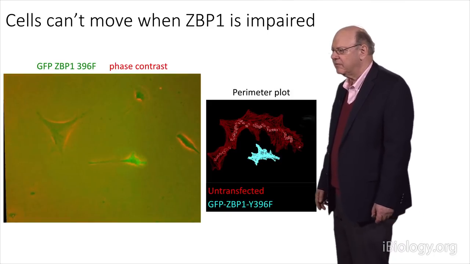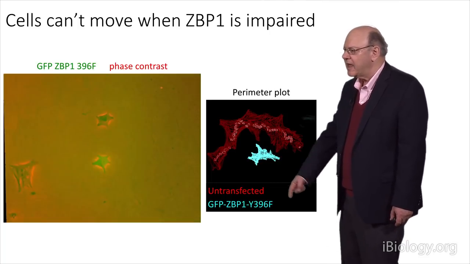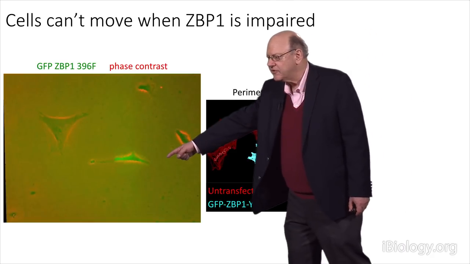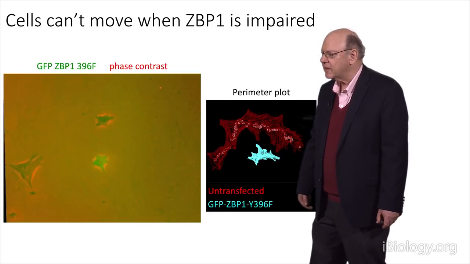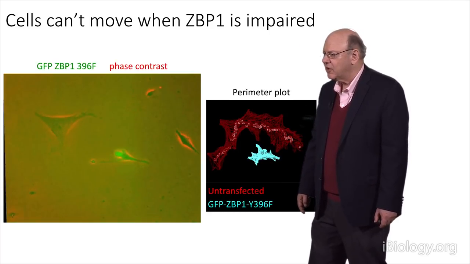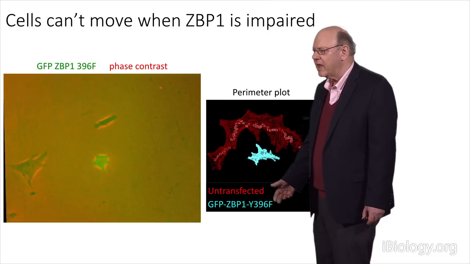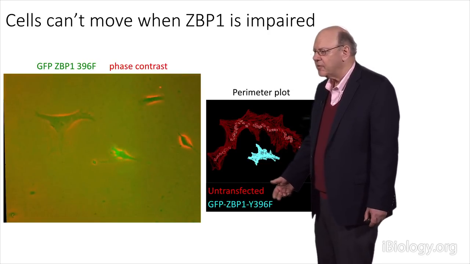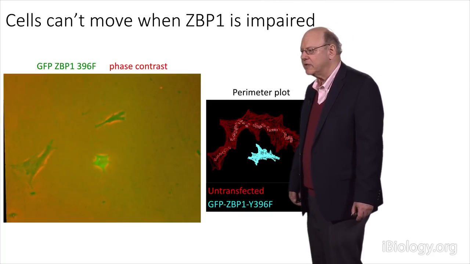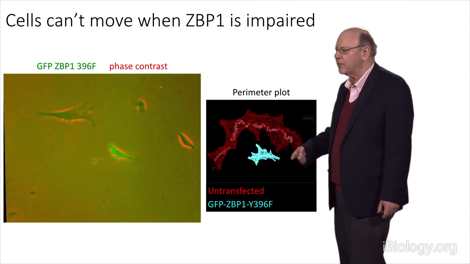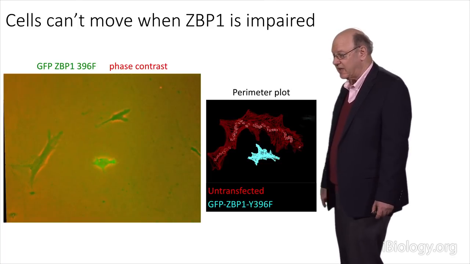Now, just to illustrate this, here is an impaired ZBP1 that can't bind the RNA. And you see a movie here of this cell in the middle that's expressing the modified ZBP1 that can't bind RNA. You see that cell, it goes this way, it goes that way, but it has no direction to it. And you can see the other cells, the other fibroblasts, moving across the screen to the top, and they are making great distances. You can compare their perimeter plots here, and you can see that the cell that's got the impaired ZBP1 just never gets anywhere.